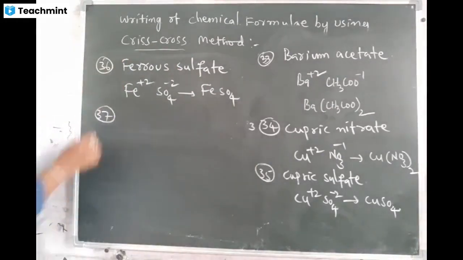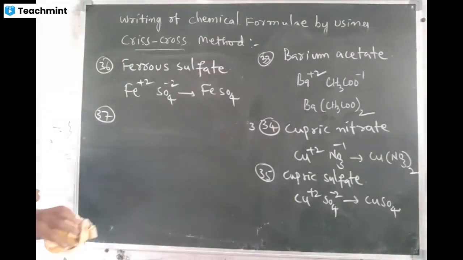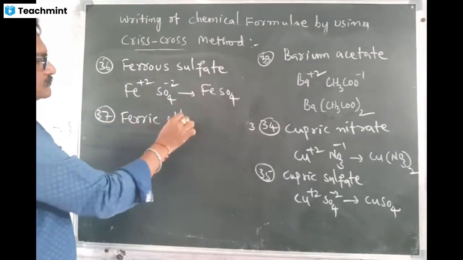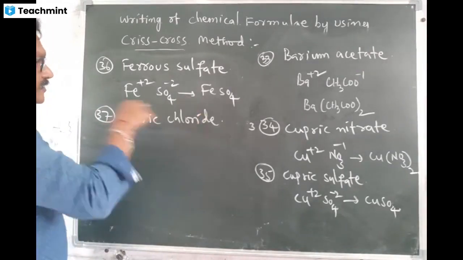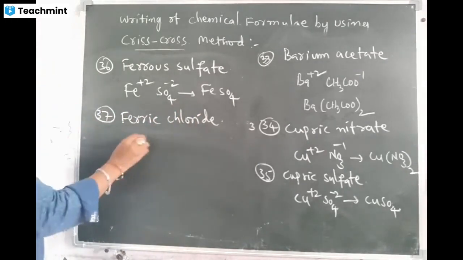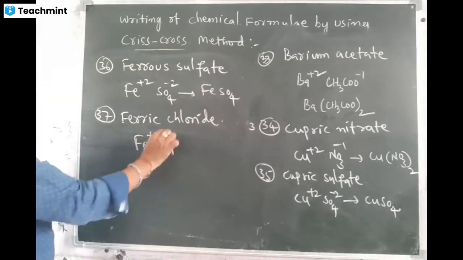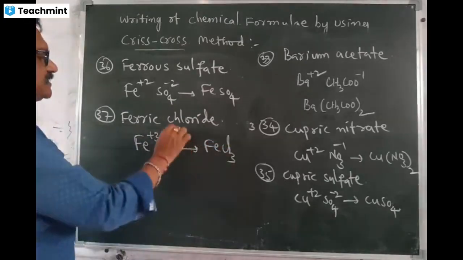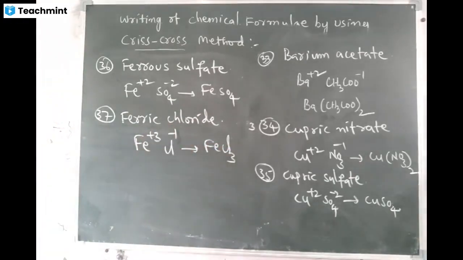Then 37, ferric chloride. Ferric ion means Fe plus 3, and Cl minus 1. Then the formula is FeCl3. This is Cl minus 1. Ferric chloride means FeCl3.